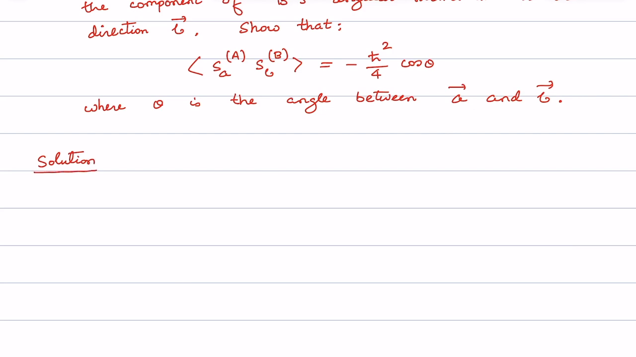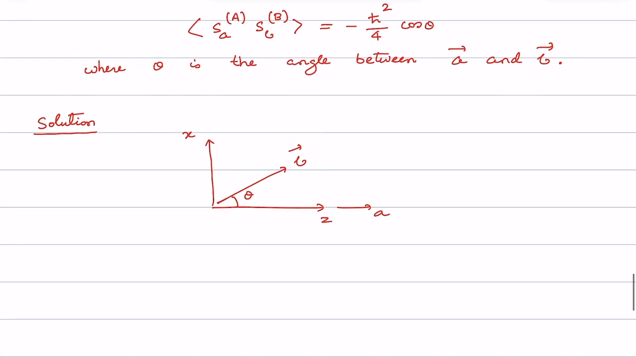So basically, suppose my z direction is along this and the x direction is along this direction. Let me assume that the detector direction a is along z, and the other direction b is in the xz plane and directed along this, and the angle between a and b is theta. In that case, I will have this spin direction: for particle A, because I am taking a along the z direction, it will be S_z for particle A.